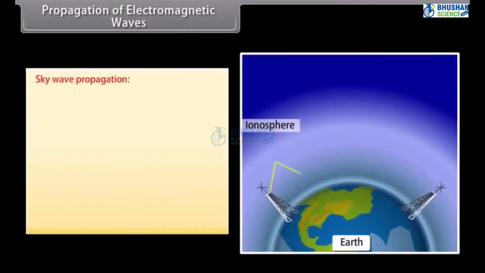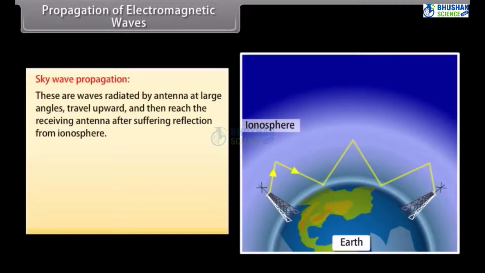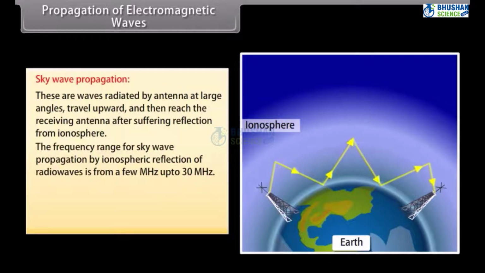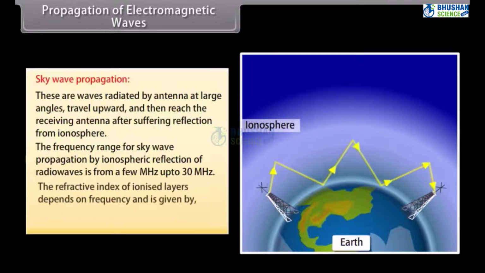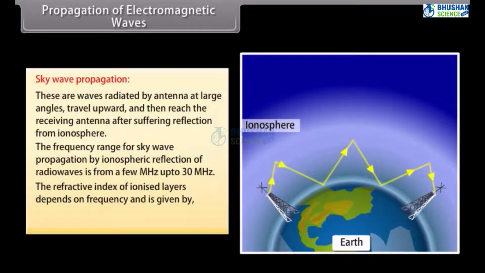Sky wave propagation. These are waves radiated by an antenna at large angles, travel upward and then reach the receiving antenna after suffering reflection from the ionosphere. The frequency range for sky wave propagation by ionosphere reflection of radio waves is from a few megahertz up to 30 megahertz. The refractive index of ionized layers depends on frequency and is given by the square root of 1 minus 81 upon f squared.